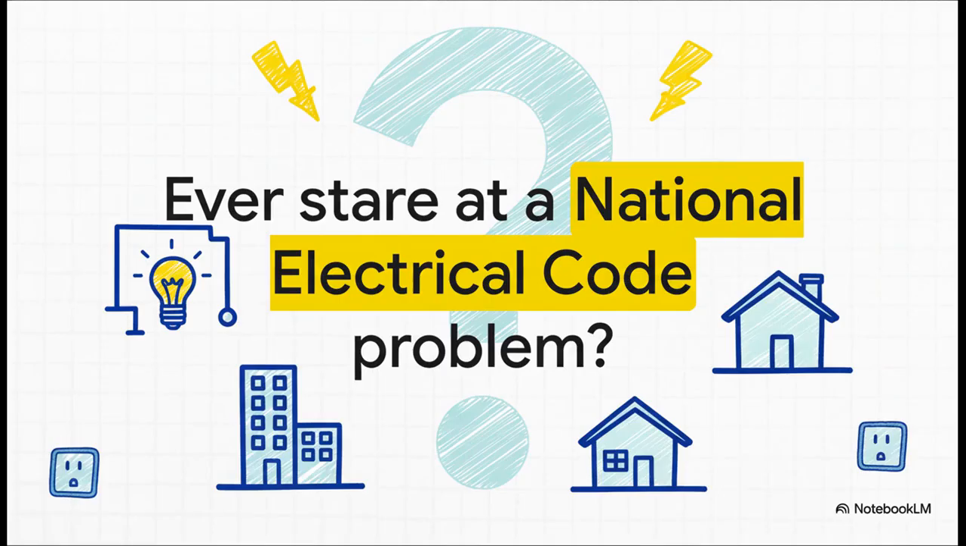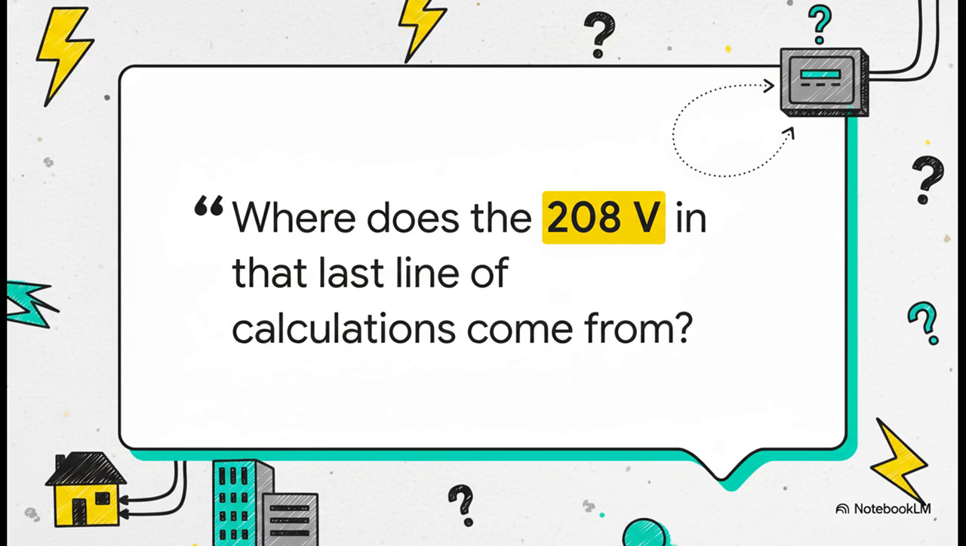You know the scene. You're deep in study mode, textbook open, calculator ready. You followed every single step, it's all making perfect sense, and then bam, a number shows up in the final calculation that was literally nowhere in the original question. Sound familiar? And hey, this isn't just hypothetical. This is a real question from a student named Abraham. He was working through an example in the 2023 NEC handbook and just hit this exact wall. It's a frustration we've pretty much all felt, and today we are going to get to the bottom of it.